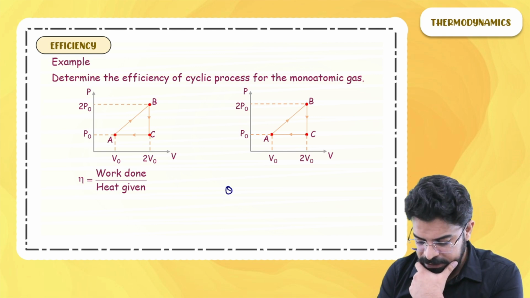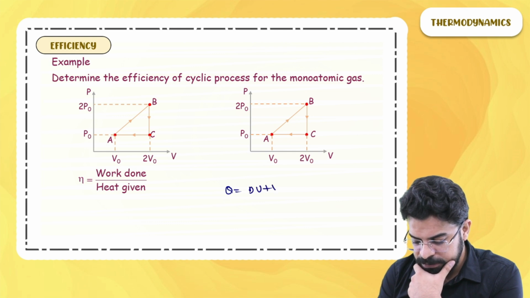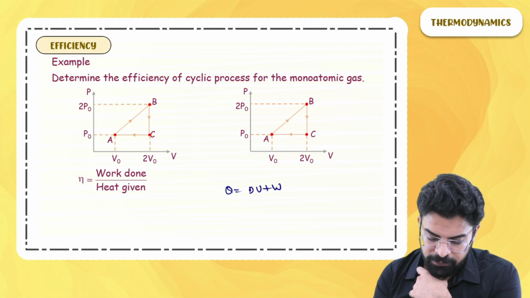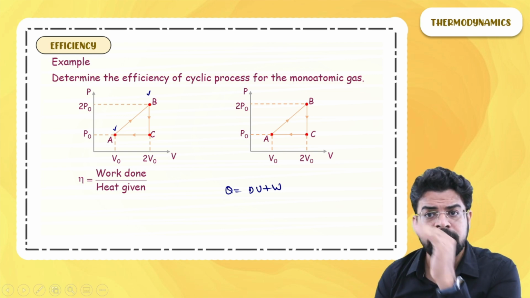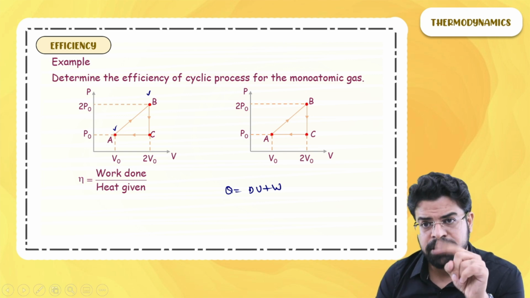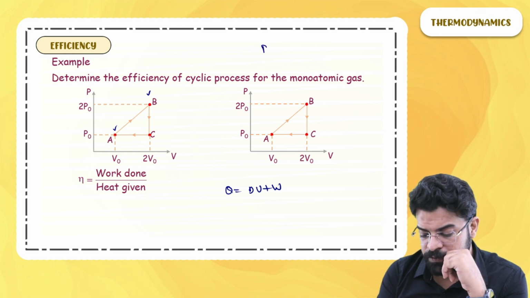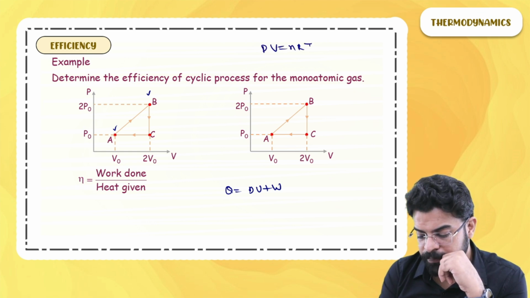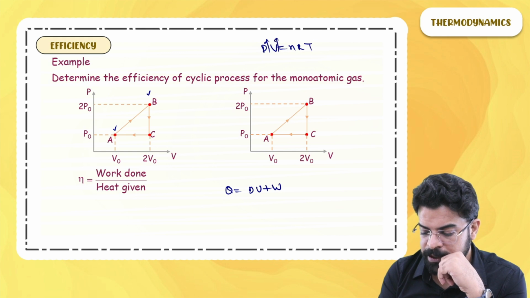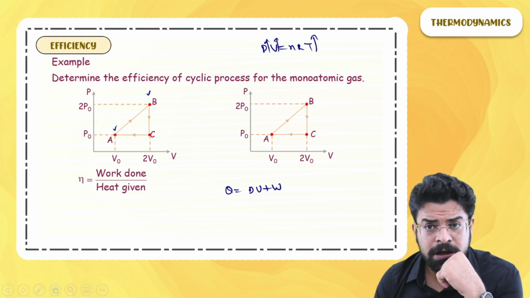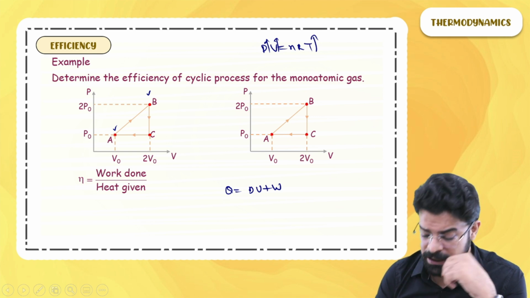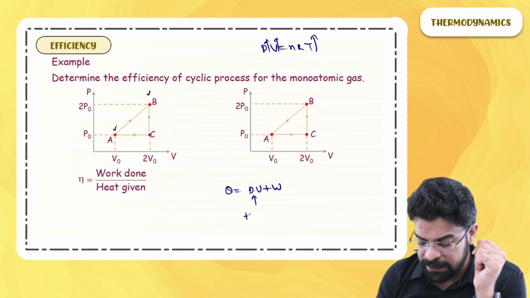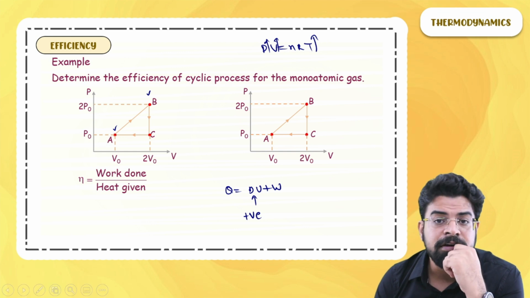Sir, heat given equals change in internal energy plus work done. Yes, sir. Going from A to B, the pressure increases and the volume increases. So both pressure and volume are increasing. So from PV equals nRT, if pressure increases and volume increases, temperature must increase. If the temperature increases, it means that internal energy increases. If the internal energy increases, I can say that the change in internal energy is positive.